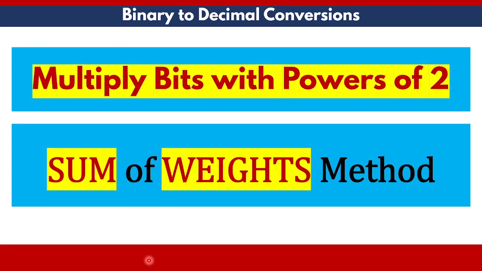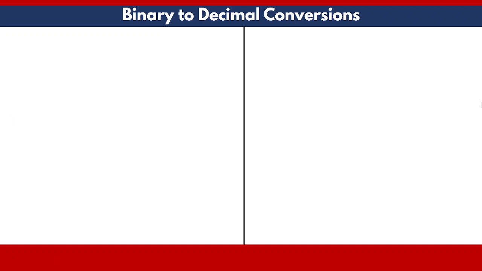So there are two ways in which we can convert a given binary number to decimal. First method is the sum of weights method, and the second is we will multiply each of the bits with the corresponding weight, which are powers of 2, and then we will add all the resulting values. So let us take this first example, and that example is 101. This is the whole binary number. We have to find out its decimal equivalent.